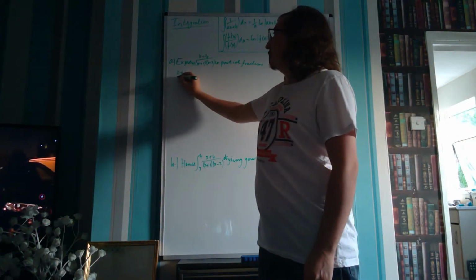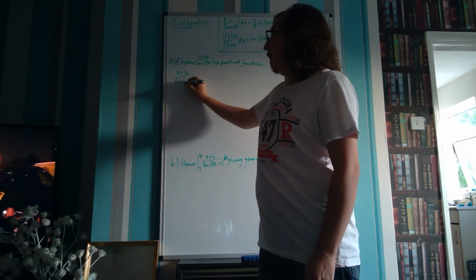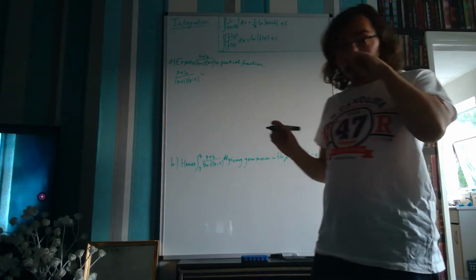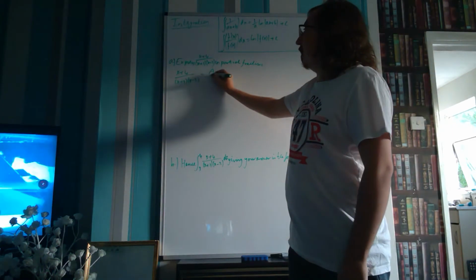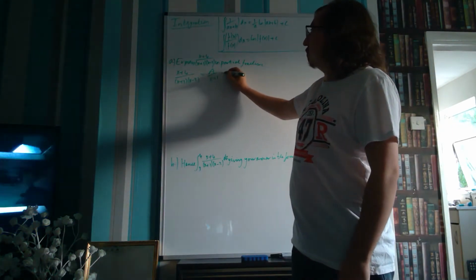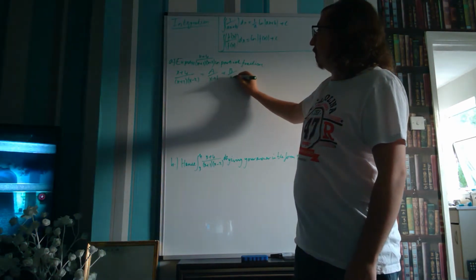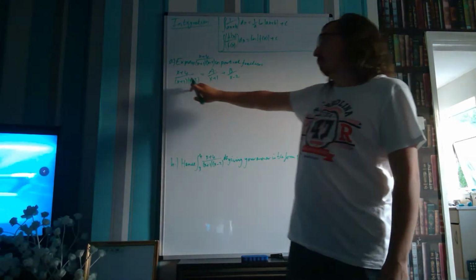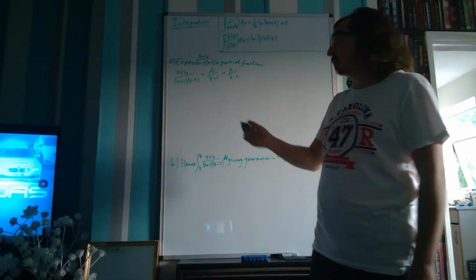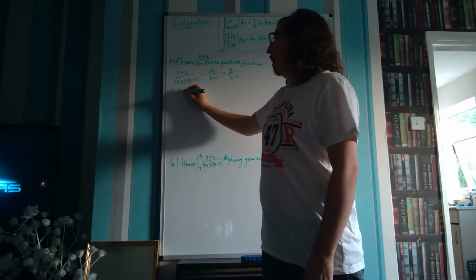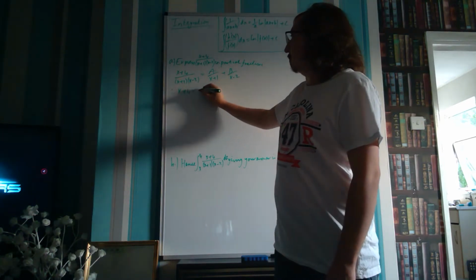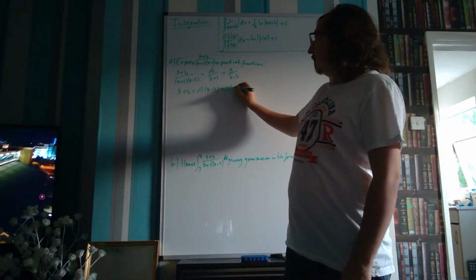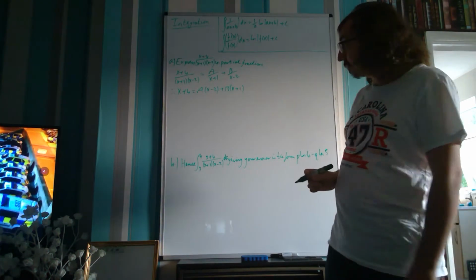We have (x + 4) / ((x + 1)(x - 2)), which we can split up into two fractions, A over (x + 1) plus B over (x - 2). We can then multiply all this through by this denominator of (x + 1)(x - 2) to get x + 4 = A(x - 2) + B(x + 1).